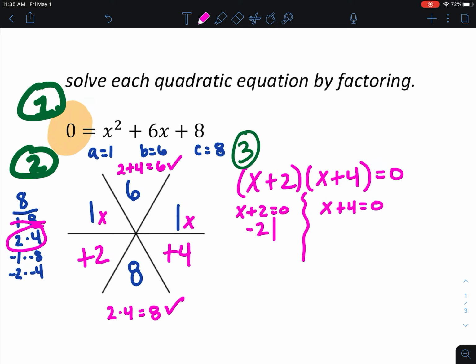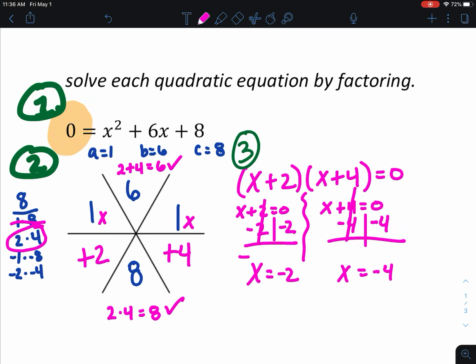So what's in the way of x? Plus 2 is in the way of x, so the inverse is minus 2. So x equals negative 2. And what's in the way of x? Then plus 4 is in the way of x, so inverse operation is minus 4. So x equals negative 4. So these are my two answers, and this is what I would answer on the quiz if they're asking me which are the solutions, okay?